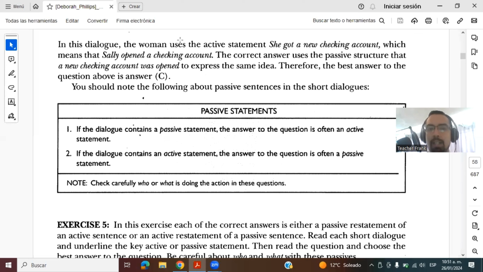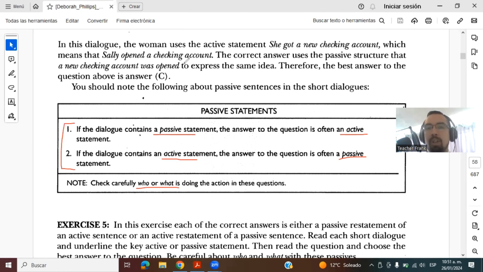Basically, like it says here, if the dialogue contains a passive statement in the audio, the answer to the question is often an active statement. And if the dialogue contains an active statement, so backwards, the answer to the question is often a passive statement, right? So we have to check carefully who or what is doing the action in these questions, right?